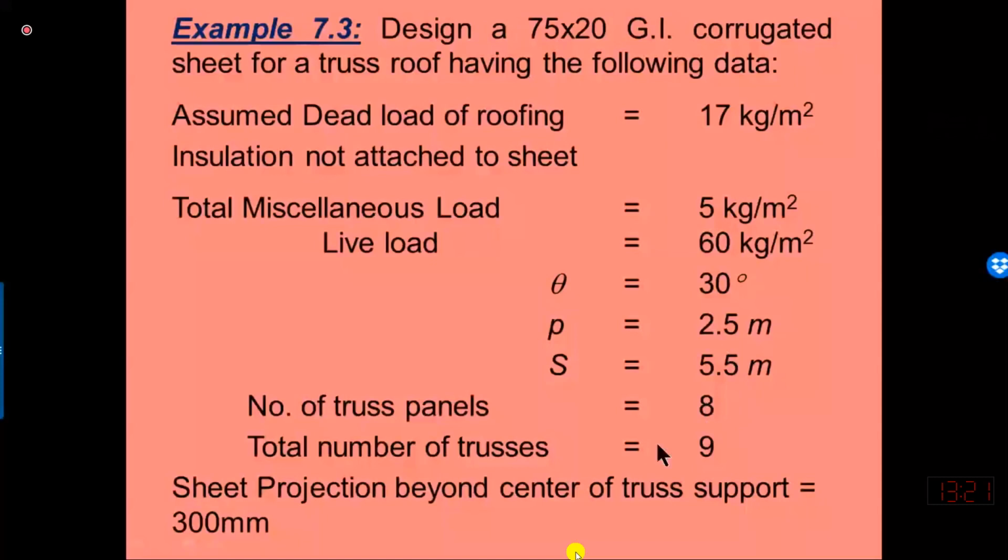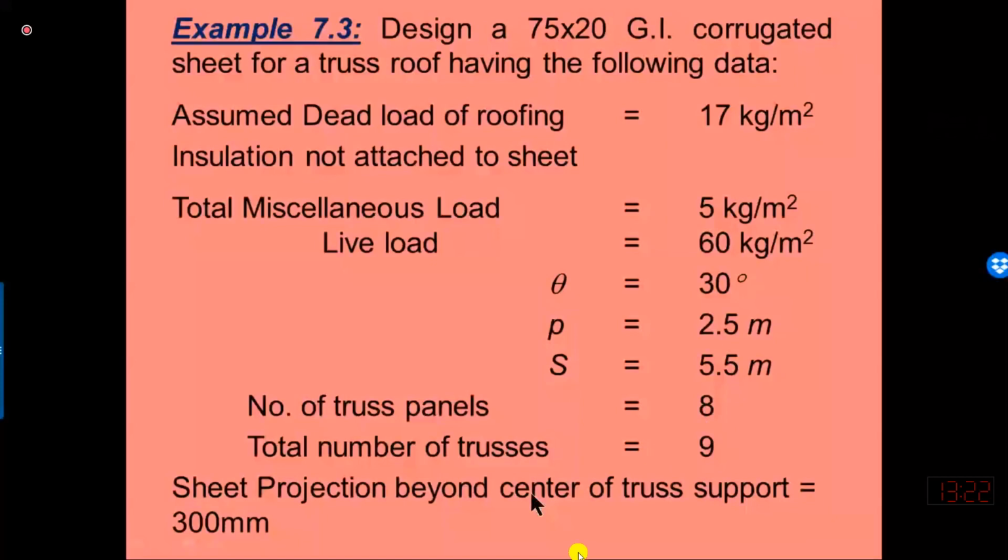So in the lateral direction, the length of the building is equal to the length of the truss, and the width is equal to 5.5 multiplied by 9, because we have 9 trusses in our building plan. The sheet projection beyond the center of the truss support is 300 millimeter.